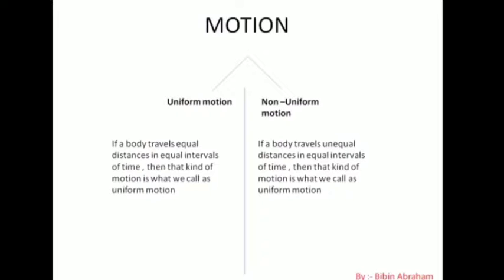A simple example is when we are riding a bicycle, right? In traffic you have to slow down, so you cannot have equal distances in equal intervals of time. That kind of motion is non-uniform motion. Normally all our motions are non-uniform. You can make your motion uniform, right? But normally all the road movement, the car moving, the bike moving, the bicycle moving, all those motions are non-uniform in nature. I hope that is clear.